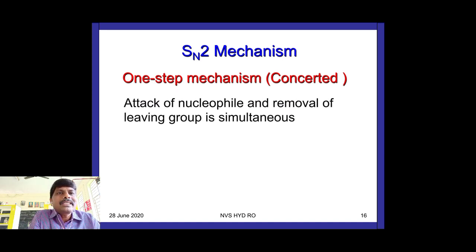So it is a one-step mechanism. Attack of the nucleophile and removal of the leaving group take place simultaneously in one step only, whereas SN1 occurs in two steps. SN2 occurs in one step, SN1 occurs in two steps. In the same step, the attack of the nucleophile takes place, and simultaneously the removal of the leaving group also takes place.